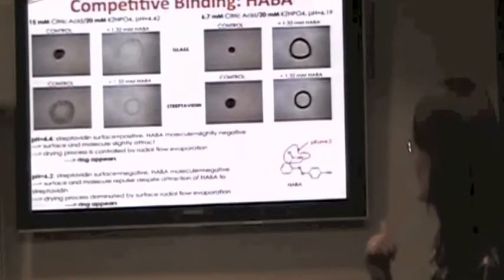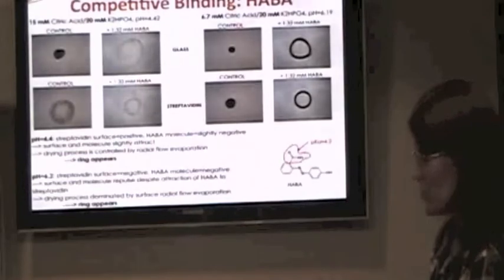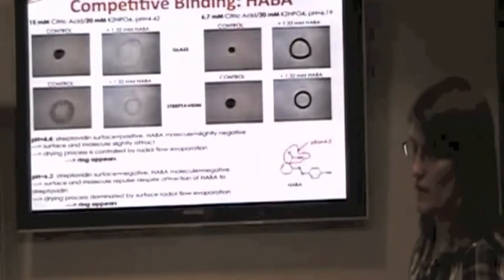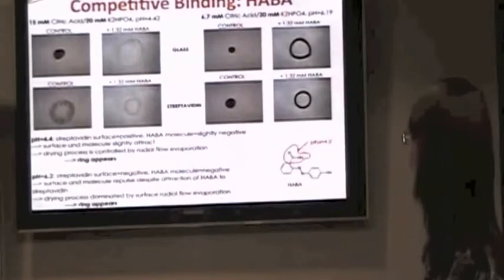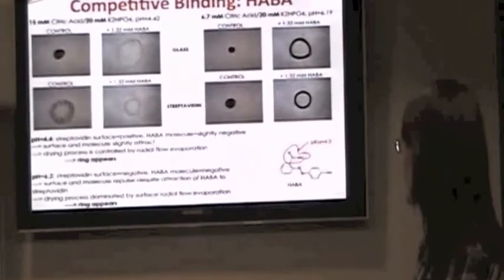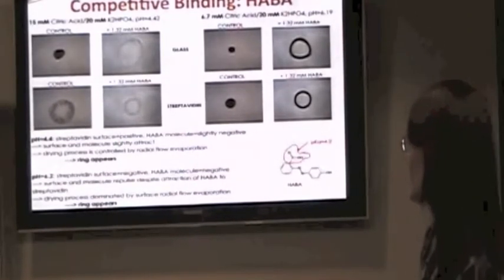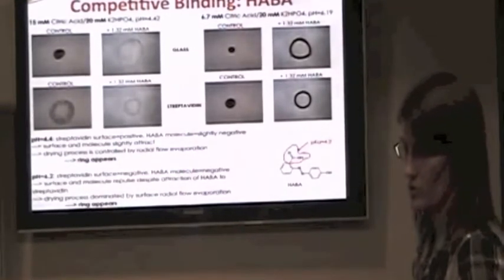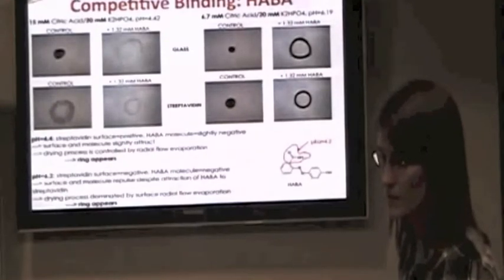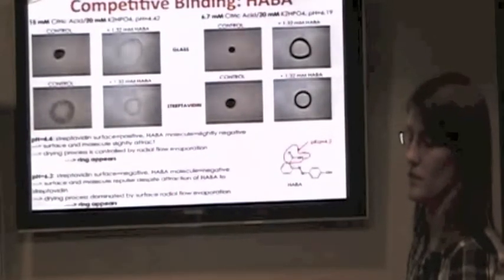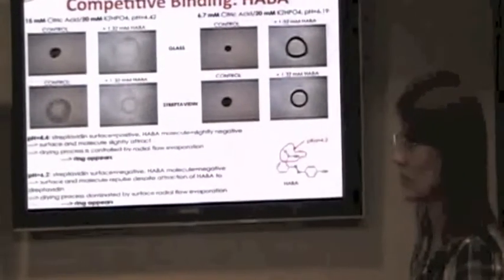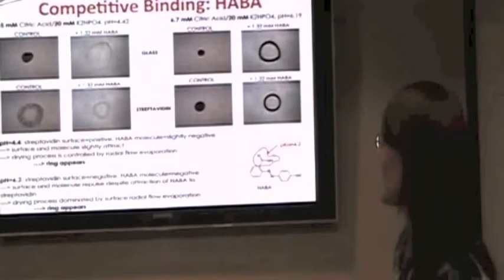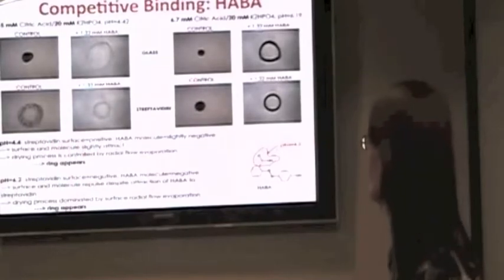pH at 6.2. You're going to have a more negative surface because the pI of 5 is less than the pH of the solution. So you're going to have a negative surface, and your molecule is still going to be negative, so they're going to repel each other and create that ring structure. And because there's not a very high affinity of the HABA to the streptavidin, you don't really see any deposits like within the ring of the HABA attracting to the streptavidin.